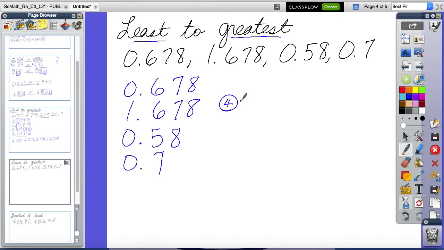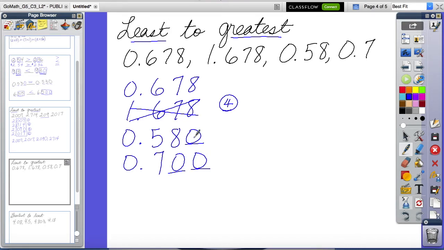We need to now look at the other 3 decimals that are listed. Since the first one, 678 thousandths, has 3 decimal places, we need to balance out the other 2. We'll change 58 hundredths to 580 thousandths, and we'll change 7 tenths to 700 thousandths. Now we can compare them. Keep in mind, we already have this one taken care of. We're not going to worry about that one. We'll look at these other 3. We have 678 thousandths, 580 thousandths, 700 thousandths.